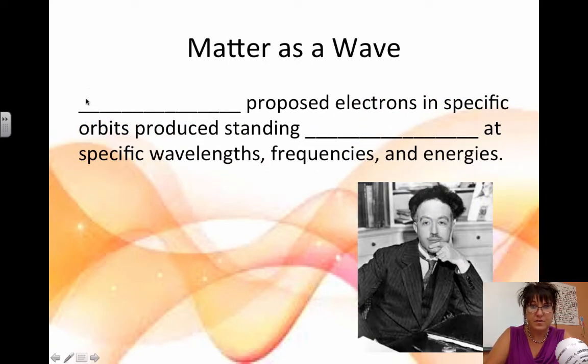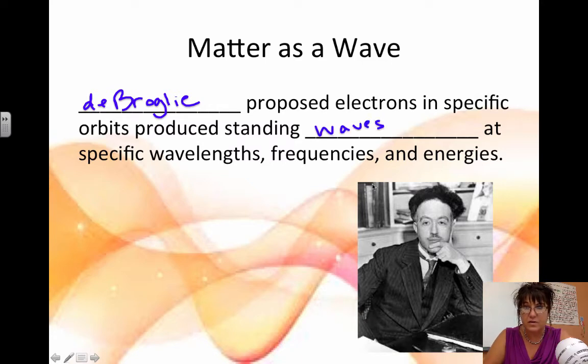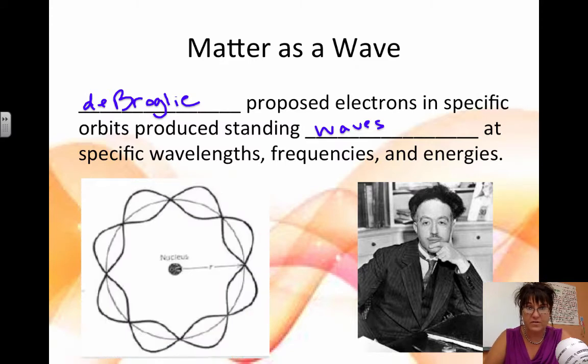Then comes Louis de Broglie. De Broglie proposed that electrons in specific orbits produce standing waves at specific wavelengths, energies, and frequencies. And the standing wave looks like this, where you would have the node and the antinode, where this is a node and this part is the antinode. You may have studied some of this when you learned about sound in physics class.